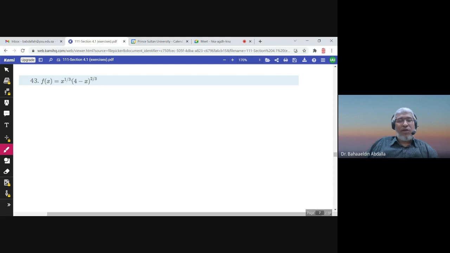Here we have a cube root. So there is no problem with the cube roots. The domain would be all real numbers. Now to find f prime, we have a product, so we will use the product formula.